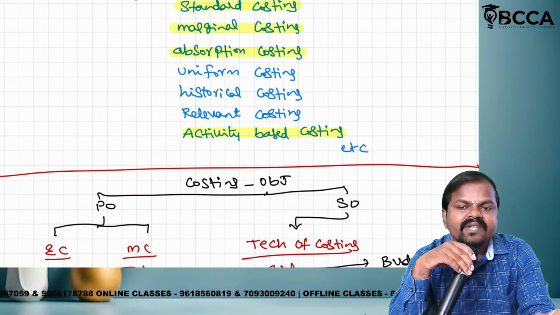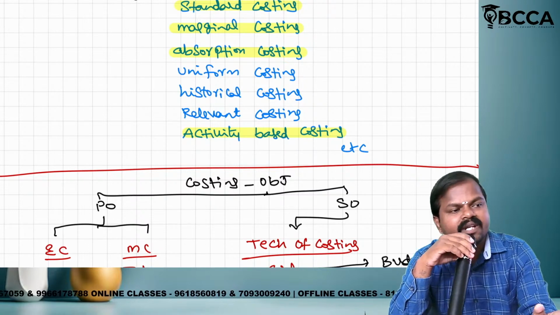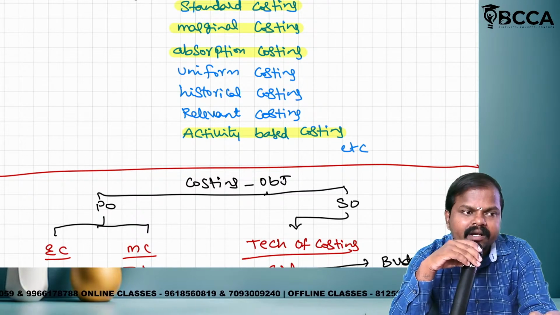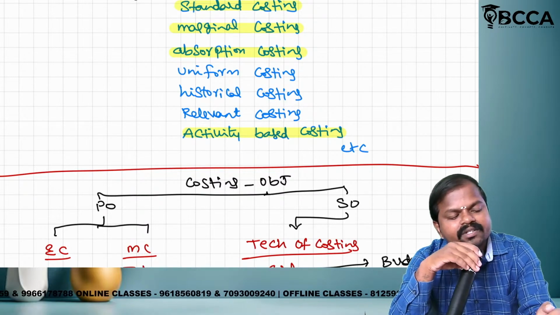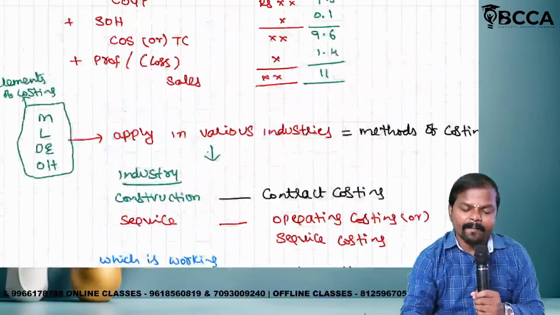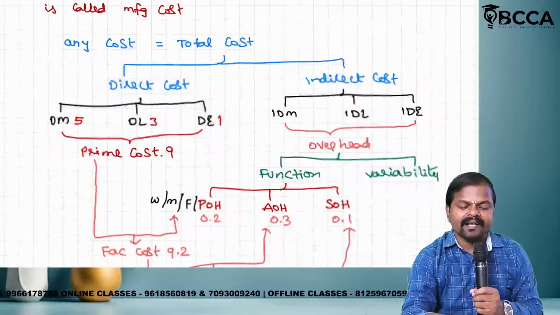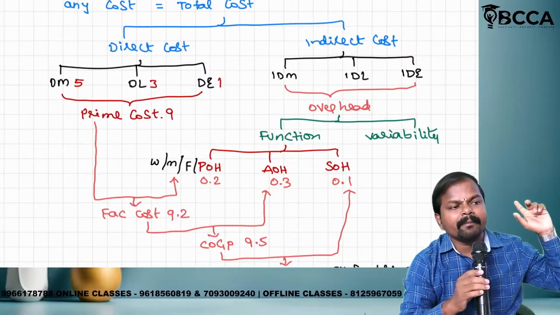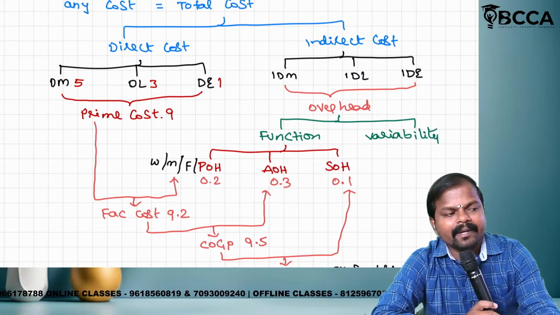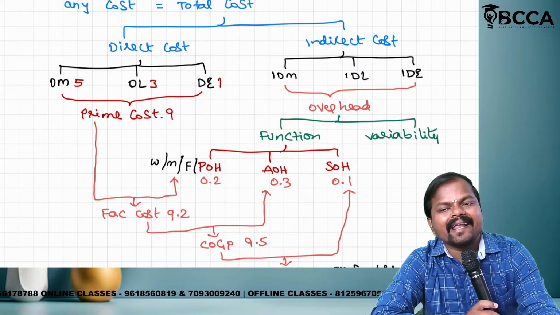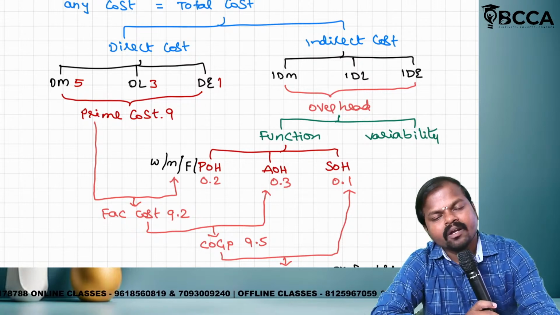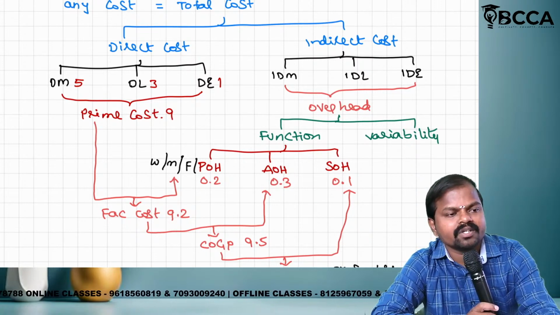Total cost can be segregated into two types: direct cost and indirect cost. Is it right? Direct cost can be classified into three types: direct material, direct labor, direct expense. You should remember the chart. If you aggregate, or add, the total, we will get prime cost.